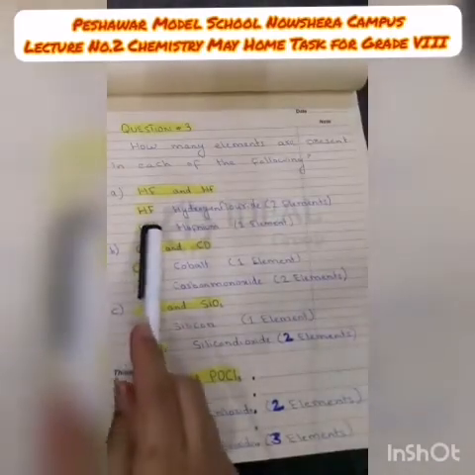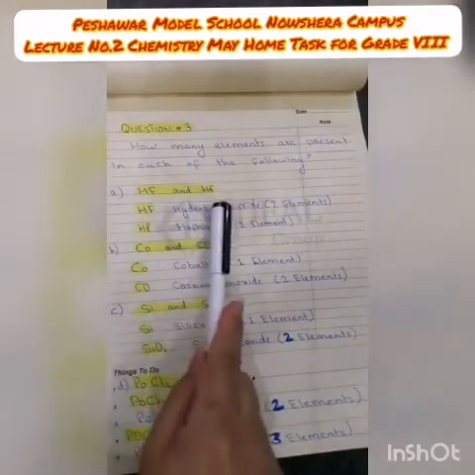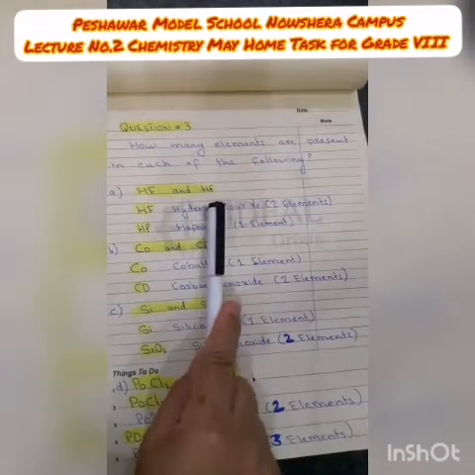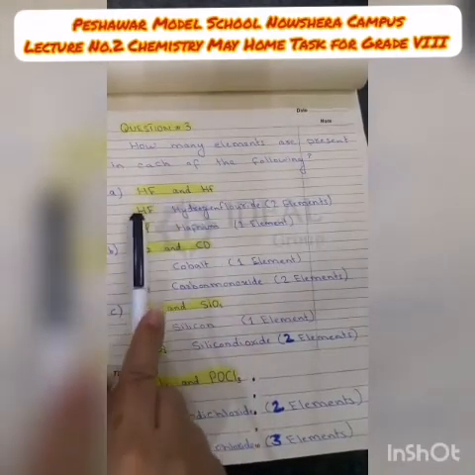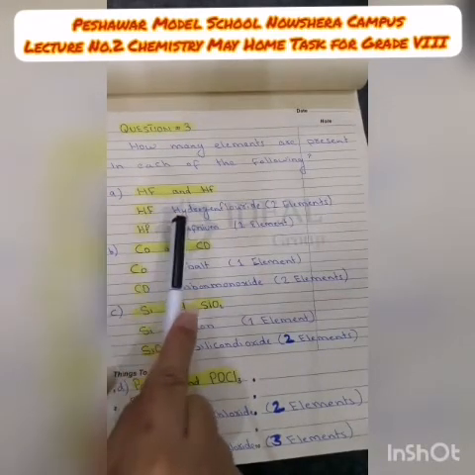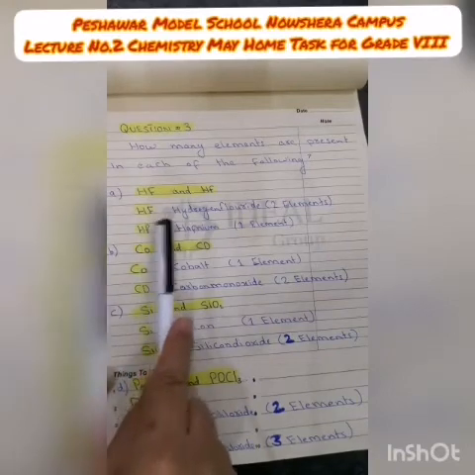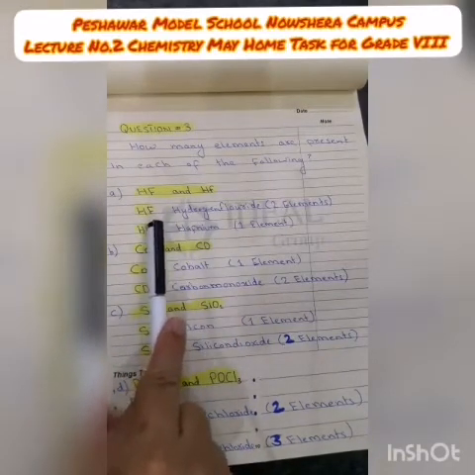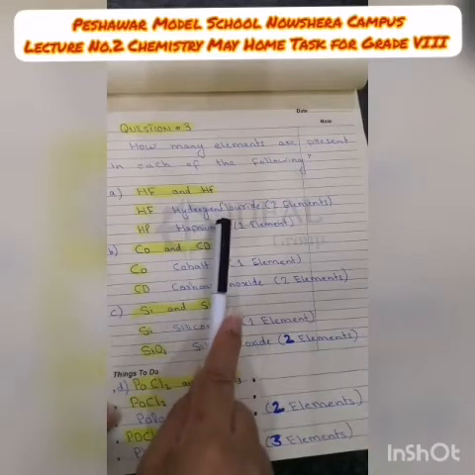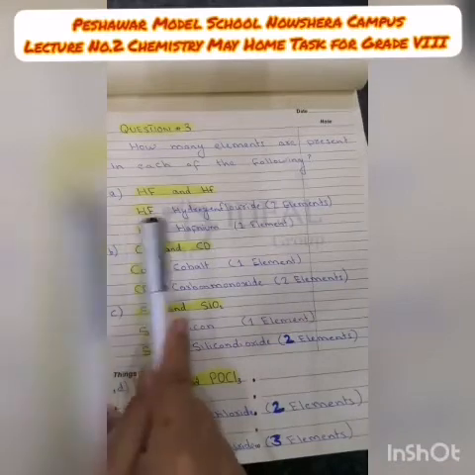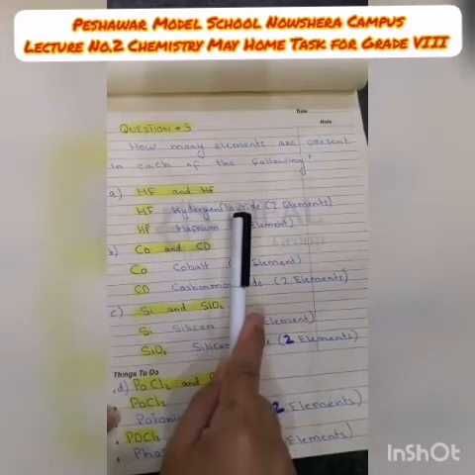Look at the first one. Both have the letters HF and HF, but there is a difference between them. Look at number first. This is capital H and capital F. We use capital H for hydrogen and capital F for fluorine. When hydrogen combines with fluorine, a compound is formed which we call hydrogen fluoride. It means that it consists of two elements: one is hydrogen and the second one is fluorine.